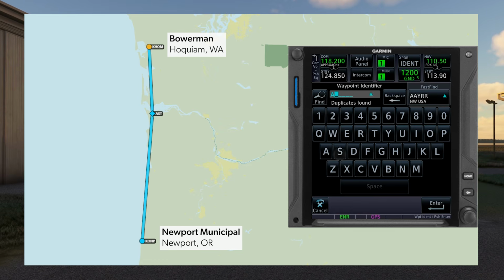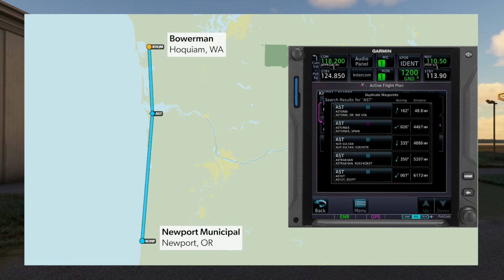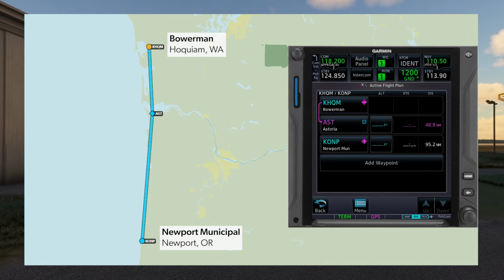Then I'm going to go to the Astoria VOR. And then to Newport. The Astoria VOR just adds a nice checkpoint to the route, kind of keeps us going down the coastline. I like having that in there to break up the flight plan.